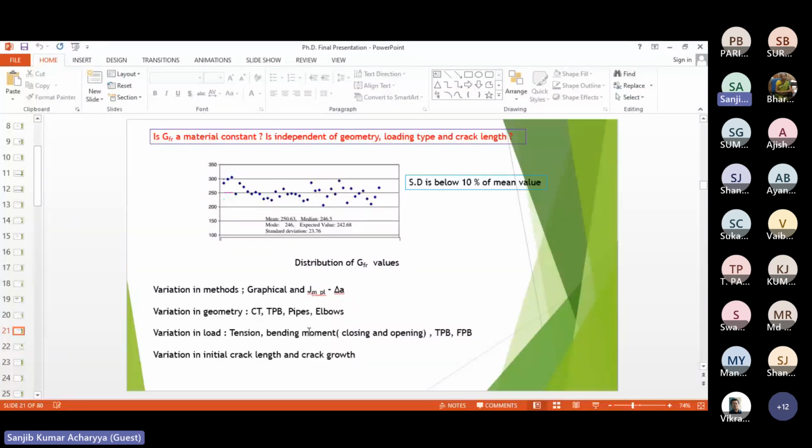If GFR is to be accepted as a material property, then we have to use the same value of GFR, whether it is a pipe, a CT, or TPB, whether the load is 3-point bending, 4-point bending, or tension, whatever may be the initial crack length. In all the cases, if we use the same value of GFR and we can simulate the load versus LLD curve, and if it matches with the experimental curve, then it can be a confidence that GFR can be treated as, or used as, a fracture parameter. So that we did.